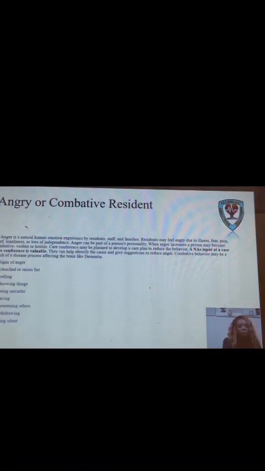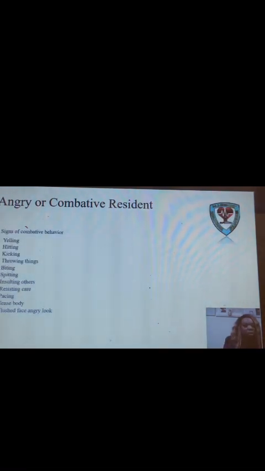You want to be aware of signs and symptoms of anger, which is going to be a resident with clenched or raised fists, a resident that's yelling, throwing things, a resident that's being sarcastic, a resident that's pacing, a resident that's threatening other residents, or a resident that is silent or withdrawing. All of these can be signs of anger that you should report to the nurse.